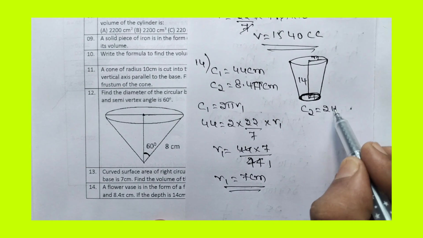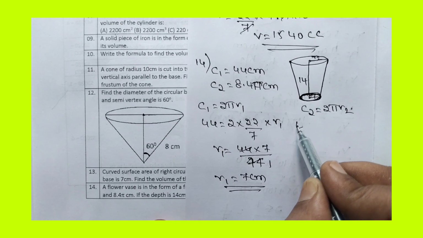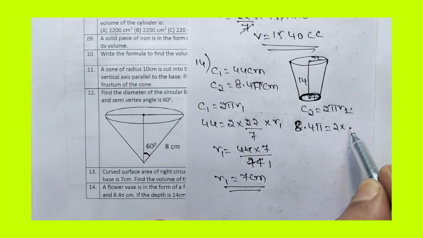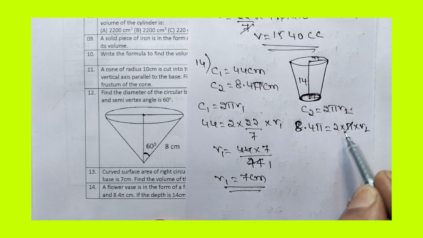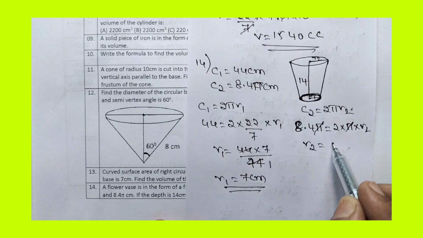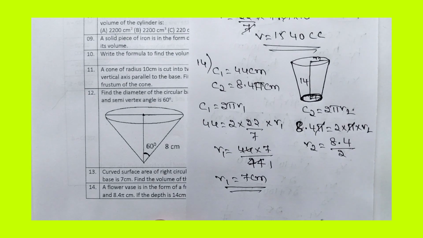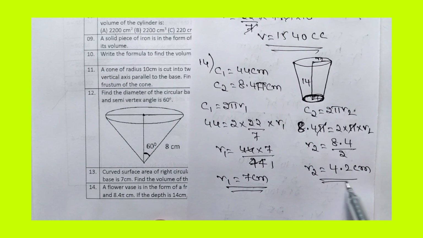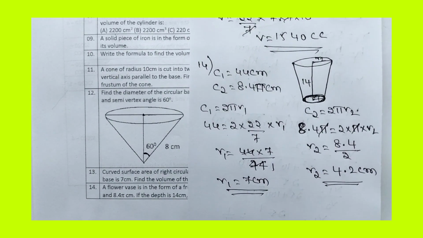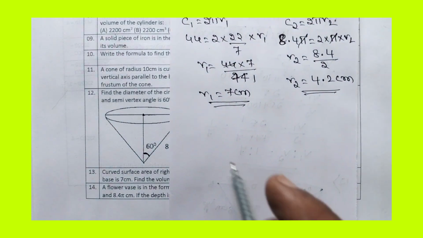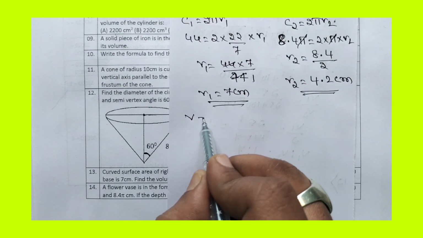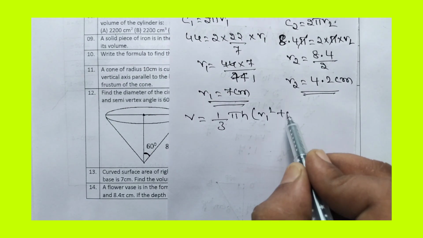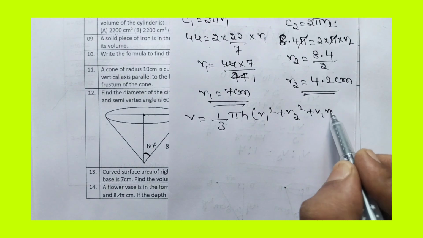Now find out R2. C2 is equal to 2 pi r2. That is, 8.4 pi is equal to 2 into pi into r2. So pi cancelled. r2 is equal to 8.4 divided by 2. r2 is equal to 2 4s are 2 2s. So 4.2 centimeter. So R1 is known, R2 is known. Find the volume of the frustum of the cone, that is how much soil it can hold, is equal to 1 by 3 pi h into R1 square plus R2 square plus R1 R2.